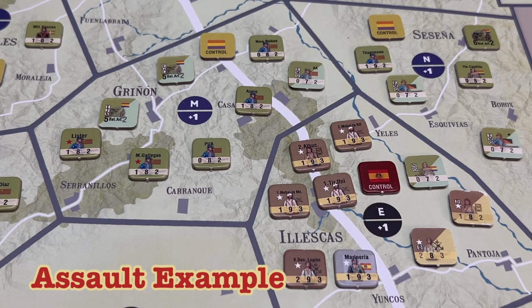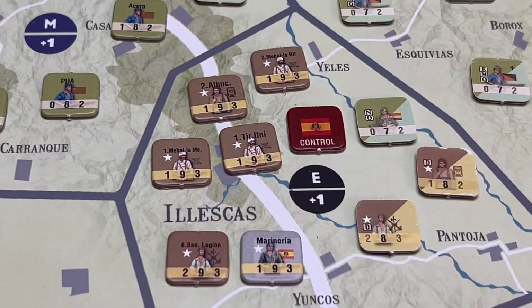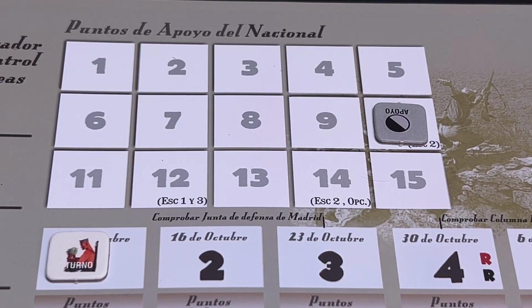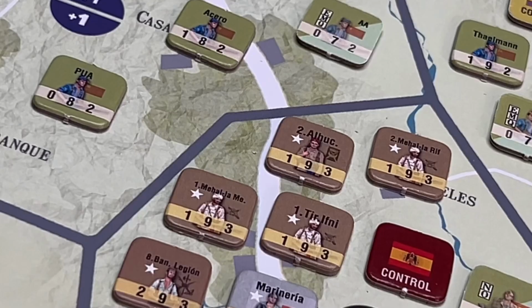In this example, it's the nationalist player's turn, and he will be conducting an assault action attacking Area M, a normal area, with 6 of his shock units from Area E. Because the nationalist player is activating more than 5 units, he has to spend 1 support point. So we deduct 1 point from the nationalist support track, and now there are 9 left.